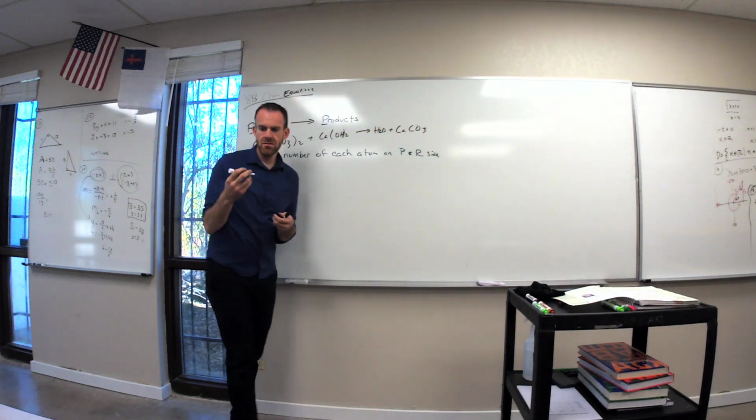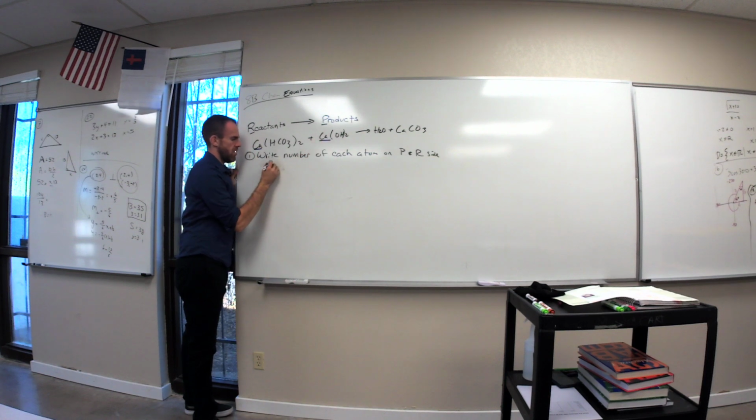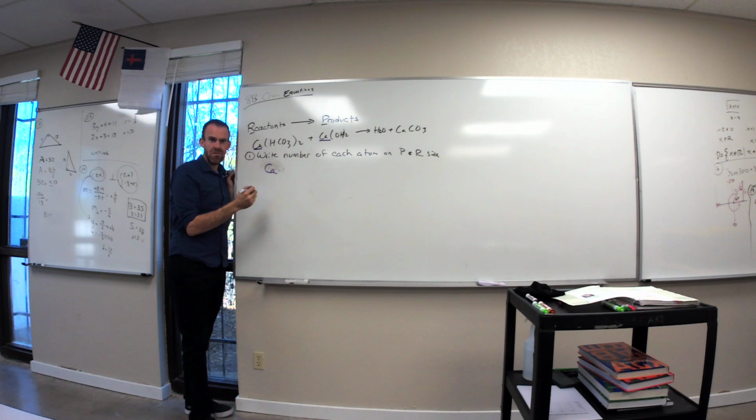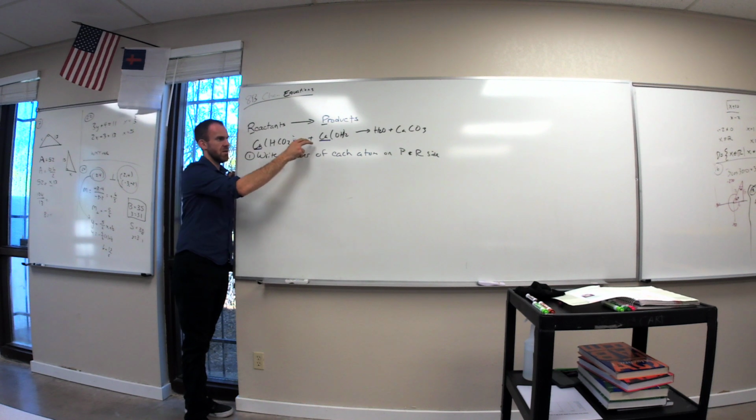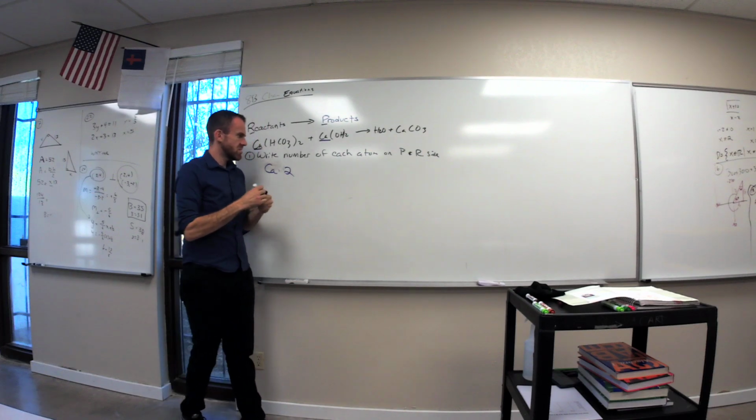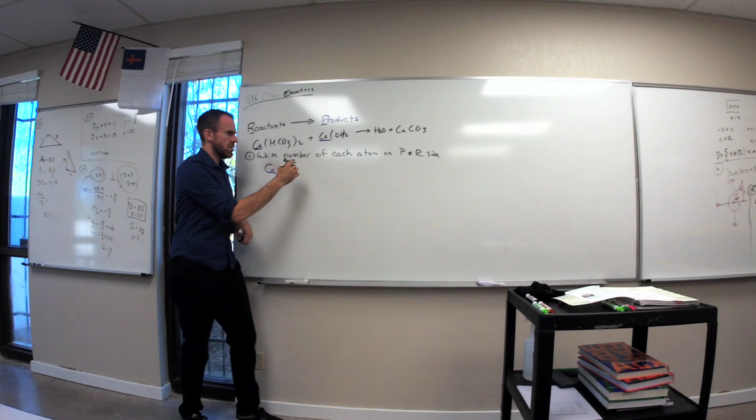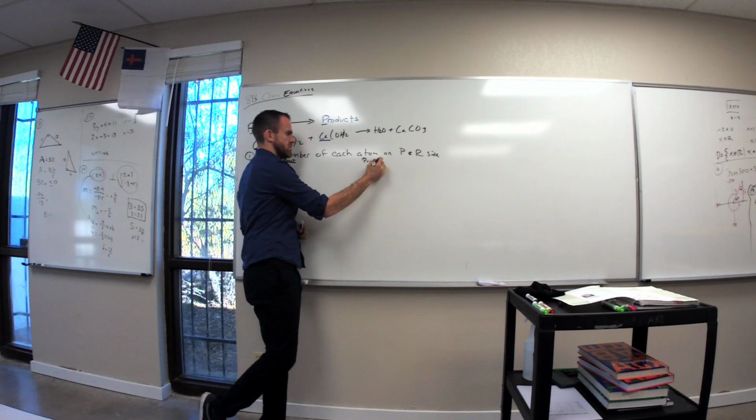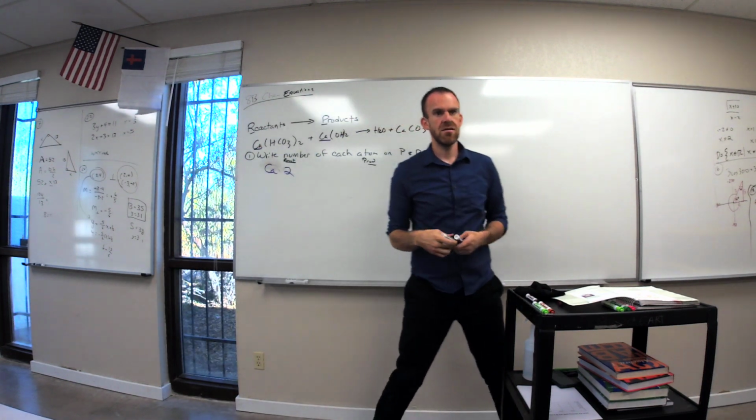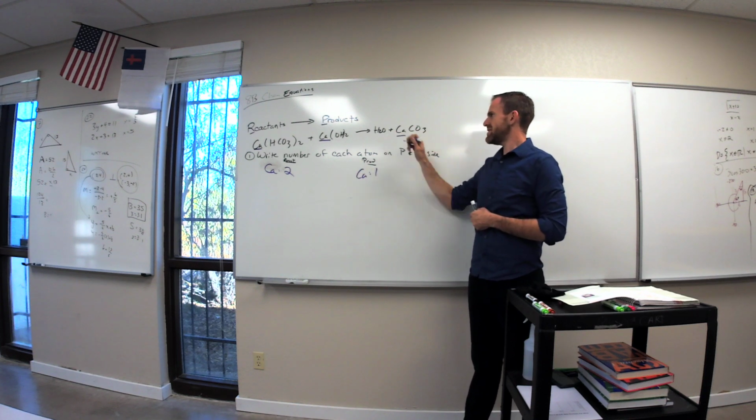We have calcium and calcium. How many of those do we have? 2. One here and one here. So this is going to be my reactant side. This is my product side. How many do I have on my product side? Okay, is it balanced?